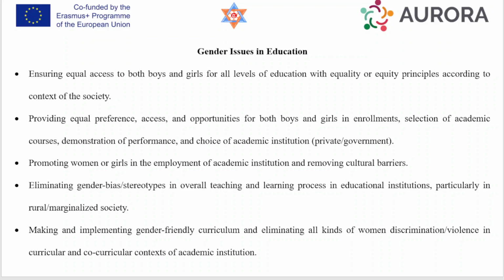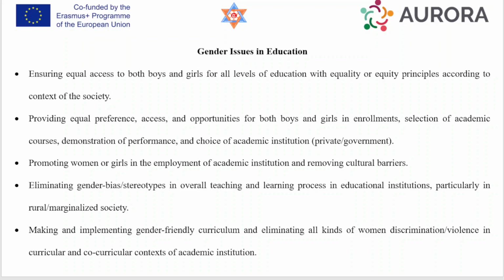The second one is equal opportunities and preference. In the enrollment process and the selection of academic courses, it is crucial to provide equal preference, access, and opportunities for both boys and girls. This extends to demonstrating performance and choosing academic institutions, irrespective of whether they are private or government owned.